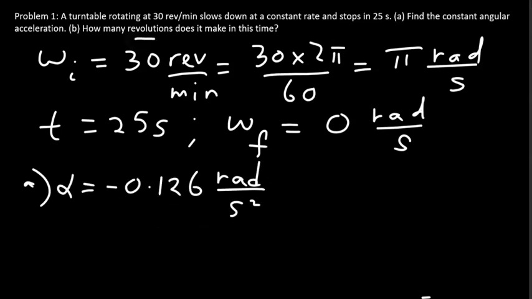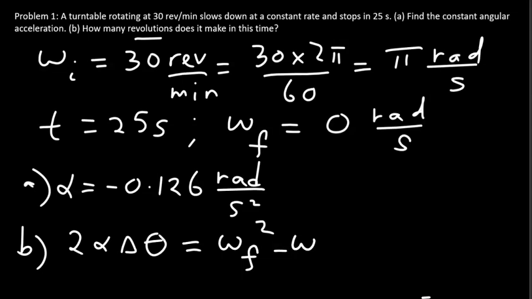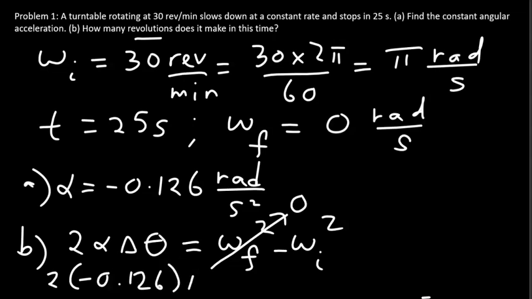Part B, how many revolutions? So we are looking for angular displacement, and we can use the time-independent equation to get the angular displacement, which is the following. Now we know that the final angular velocity is 0, so that's going to go away. So substituting the results that we have thus far, alpha is minus 0.126. Delta theta is what we want to find, minus omega i, omega i is pi, squared.